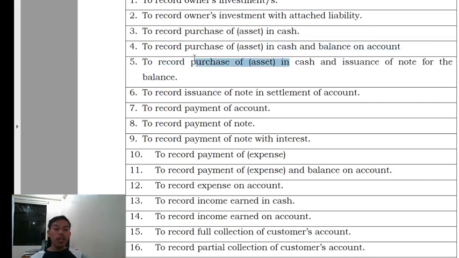What if bumili tayo, nagbayad tayo ng cash, pero nag-issue tayo ng note? O diyan. To record purchase of asset or purchase of equipment in cash and issuance of note for the balance. What if nagbayad tayo ng note? Nagbigay tayo ng notes payable para mawala yung ating accounts payable. So, to record issuance of note in settlement of account.